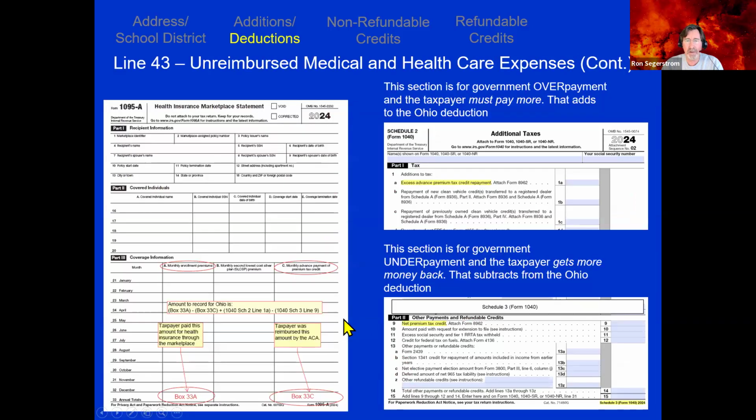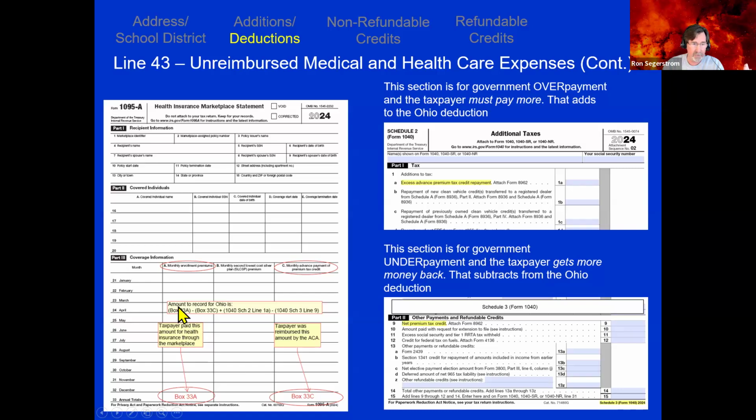Okay, so let's talk about our 1095-A. So the health insurance marketplace statement, basically, you're going to get down to box 33A and 33C. These are what matter. This 33A is what the taxpayers actually paid that year to the marketplace. Box 33C is what the taxpayer has been reimbursed that year. So the net amount is how much they've paid minus how much they've been reimbursed.